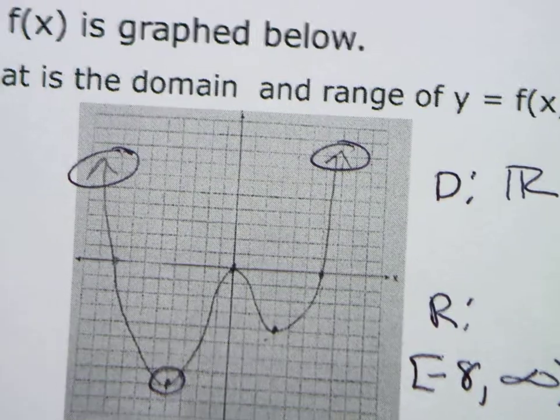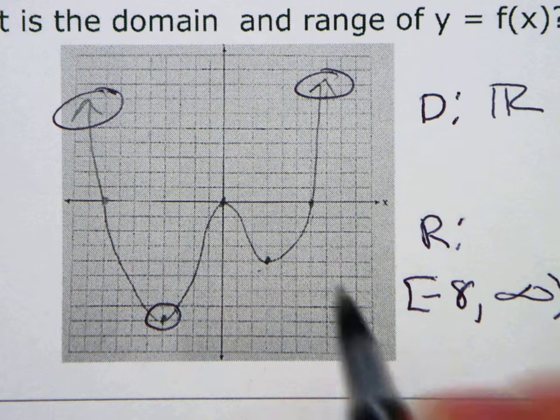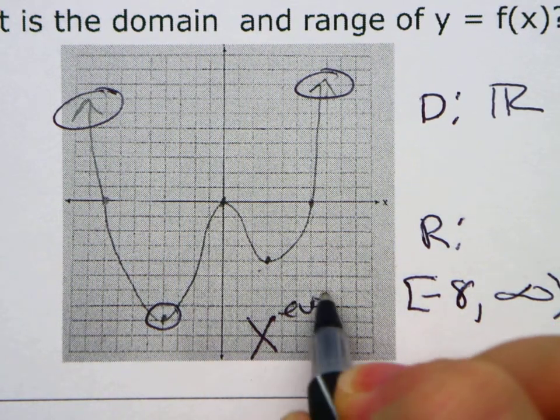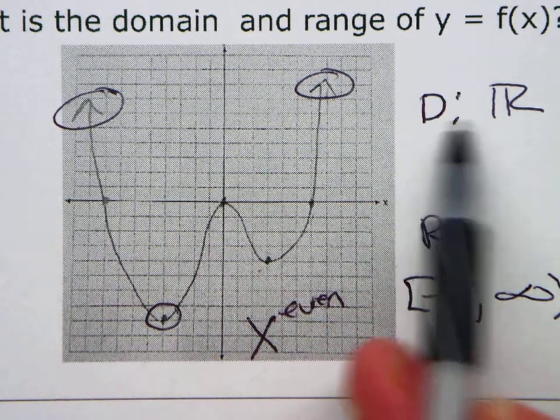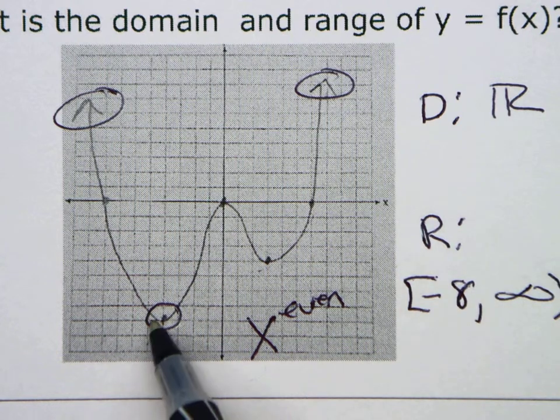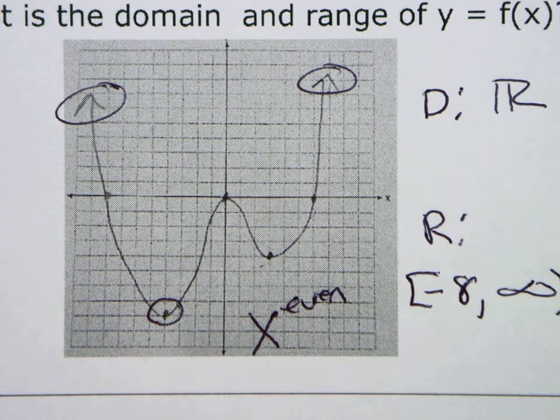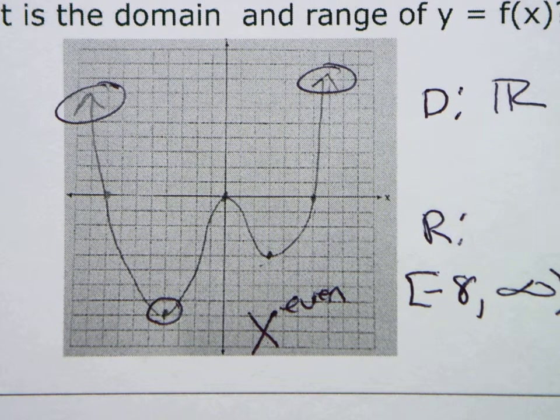How about this one, the one we just did? This is x to an even number. An even number, the domain's all real numbers, but with an even number, it comes down and stops and then goes back up. Because remember, the arrows go in the same direction. So this one's a little more complicated for the range. Okay? But that's it. Now just practice.